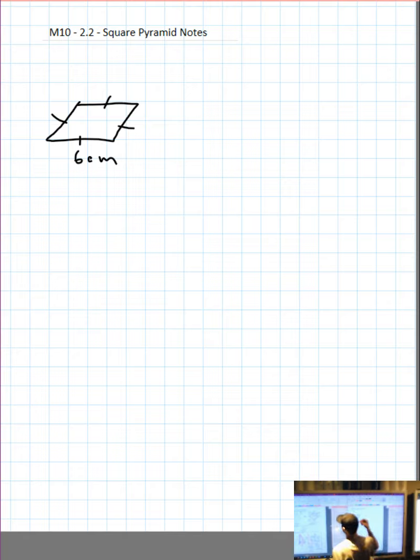Okay, so let's take a look at a square-based pyramid. I'm going to first draw what looks like a parallelogram. It's actually a square, so I'm going to tick all the equal sides. Let's call it 6 centimeters. If you want to draw a pyramid properly, you just kind of have to do it.